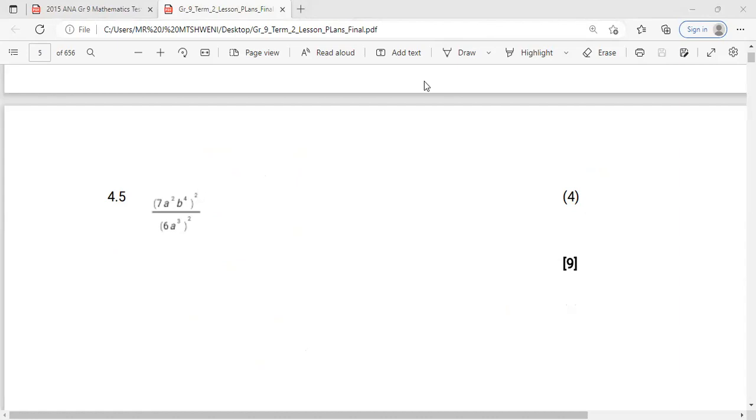Then we come to 4.5, which is this one. Remember, I said when you see brackets, what do you do? You multiply. So we start with multiplication before you even continue. So this 2 exponent 2 multiplied to 7 and multiplied to a, which is 2, and also multiplied to that one. I hope it makes sense.